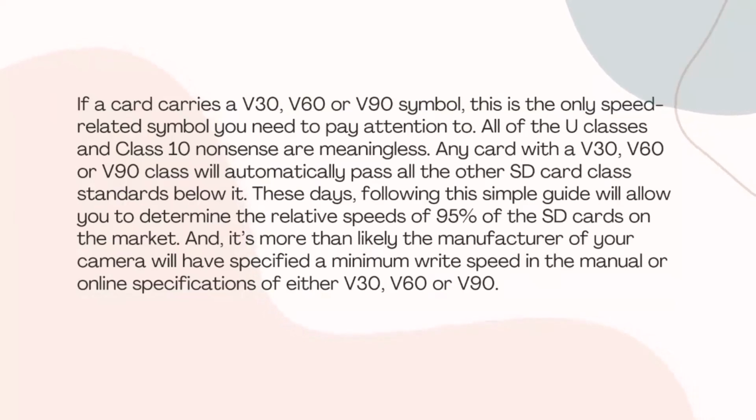Any card with a V30, a V60, or V90 class will automatically pass all of the other SD card class standards below it. These days, following this simple guide will allow you to determine the relative speeds of 95% of the SD cards on the market. And it's more likely the manufacturer of your camera will have specified a minimum write speed in the manual or online specifications of either V30, V60, or V90.